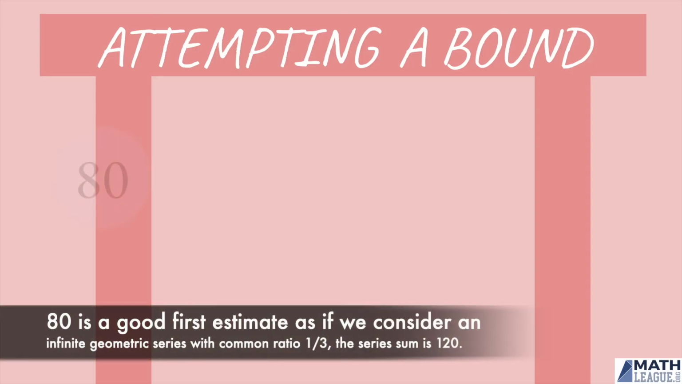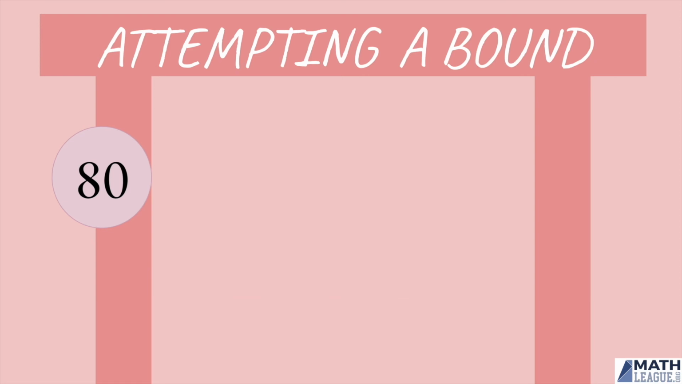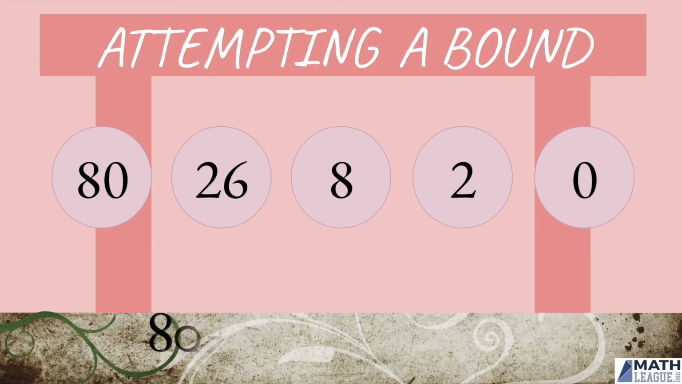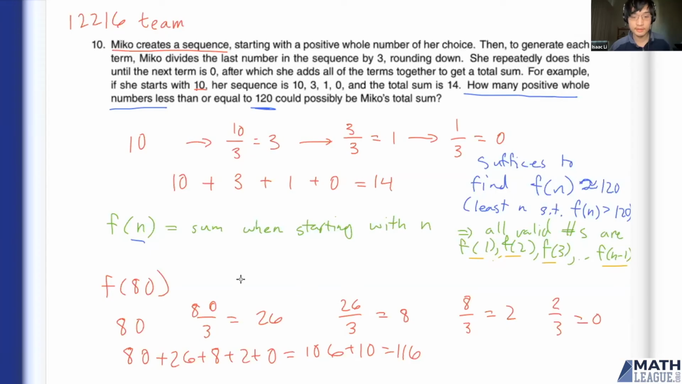That is, we have 80 divided by 3, which rounded down is going to be 26. We have 26 divided by 3 rounded down is 8. Then 8 divided by 3 rounded down is 2. 2 divided by 3 rounded down is 0. So we add all of these together to get 116. So that's rather close, but still less than 120. So let's try f of 81 next.